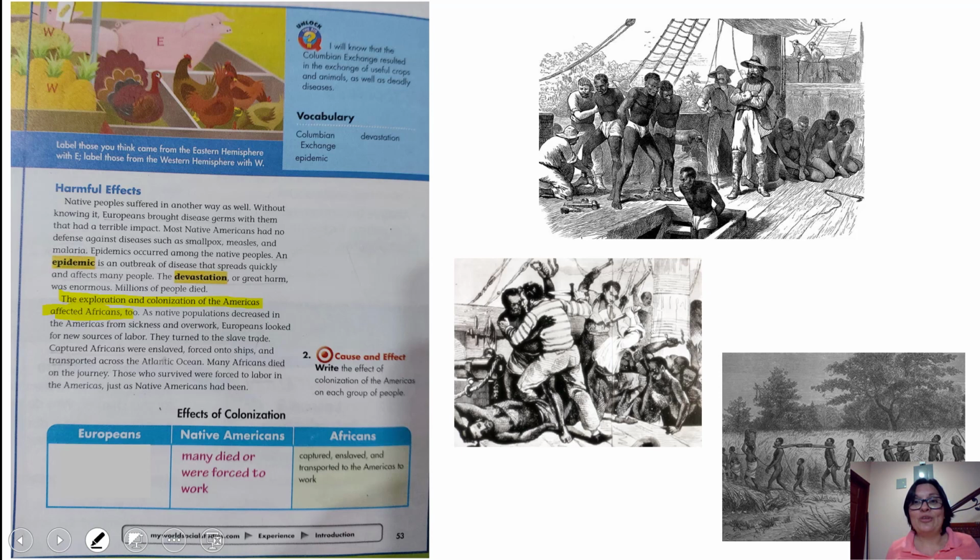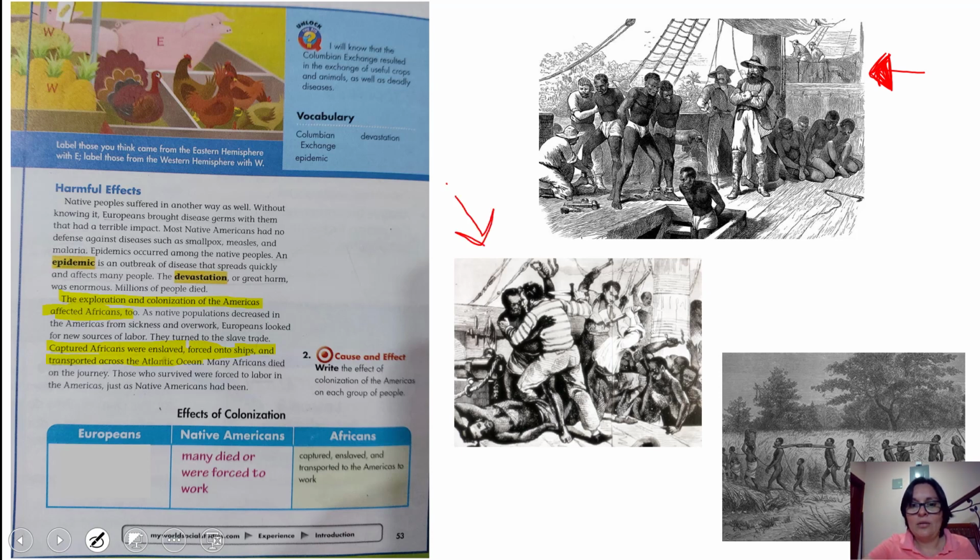So they went to Africa and they captured the African people. And looking here, captured Africans were enslaved, and also they were forced onto ships and transported across the Atlantic Ocean. If you can see here in this picture, you can see how African people were treated. They were treated like animals. They were put by force into ships and they were transported to the American continent by force.